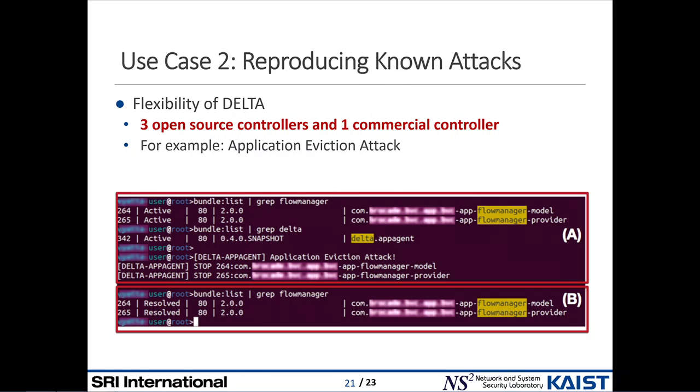To confirm the flexibility of our framework, we further tested if Delta works with not only open source controllers, but also the commercial one. So it was able to tell whether the controller was vulnerable to this application eviction attack or not. This is one of the intra-controller flow attacks that allows an attacker to arbitrarily stop or uninstall the SDN application running in the controller. So as you can see in part A, the flow manager application, which handles the flow rule operations, was originally in an active state, but after the attack, the state of the flow manager became inactive. So finally, since the controller no longer handled the flow rule operations, the entire network became unavailable.